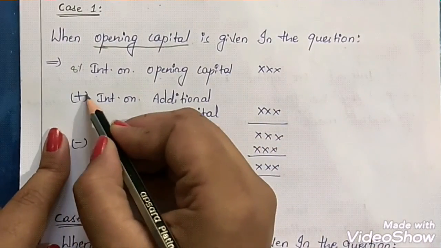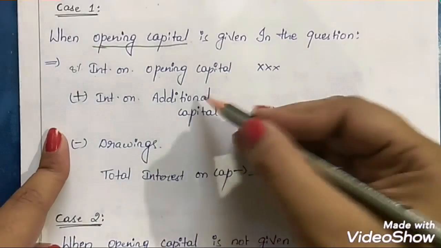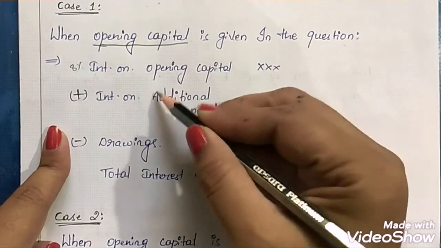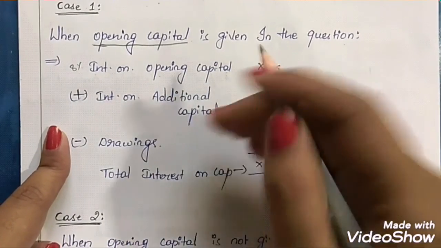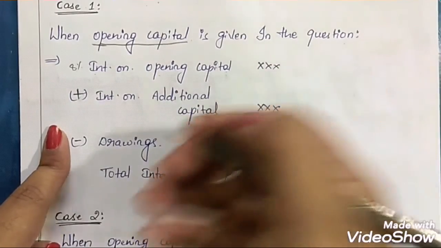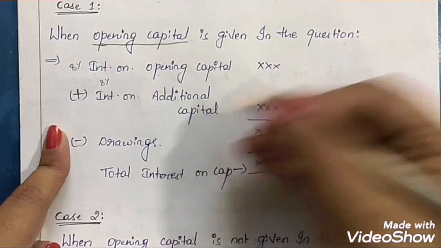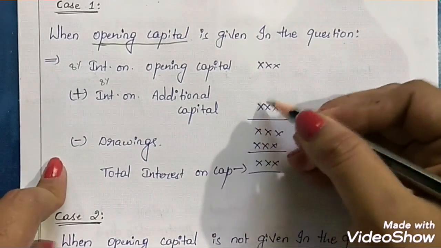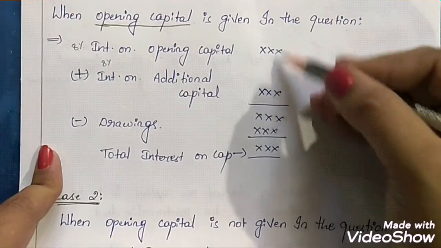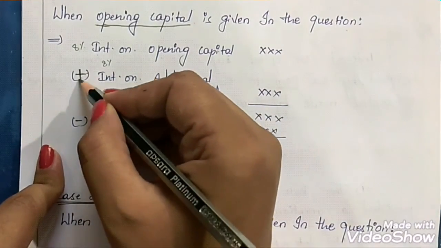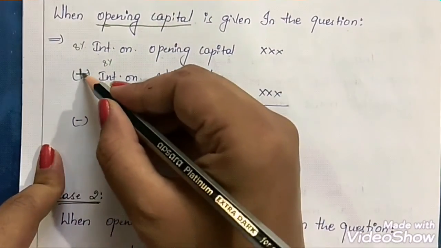Okay, in that we have to add the interest on additional capital. Now again we know the additional capital, it will be given in the question. Then again we have to calculate 8% interest on additional capital, right? Again we'll get some amount. Then we have to add both of these, because this is an additional capital, right? So we have to add it.